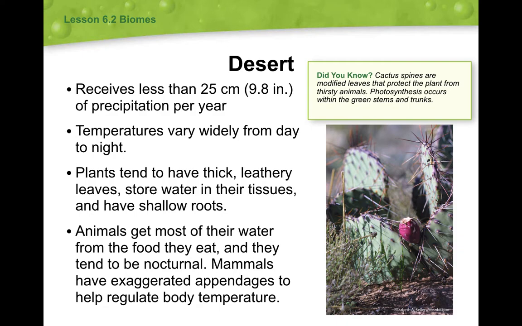Mammals you find in desert regions have exaggerated appendages, ears, arms, or paws and legs. That helps them regulate body temperature.